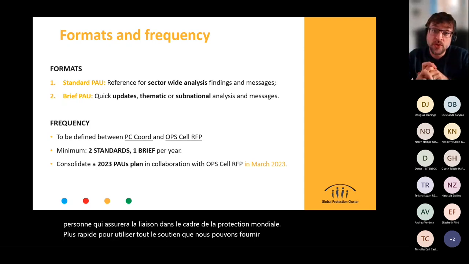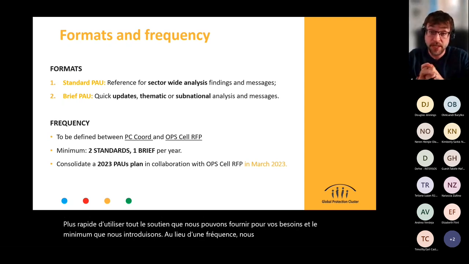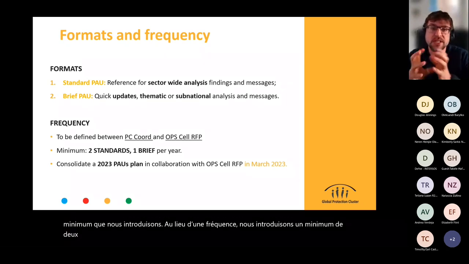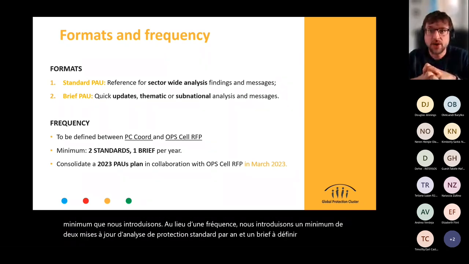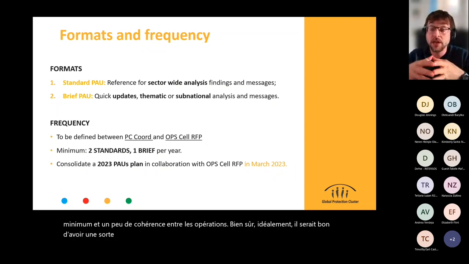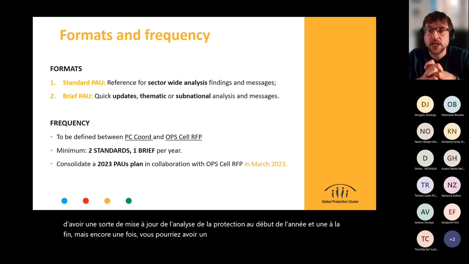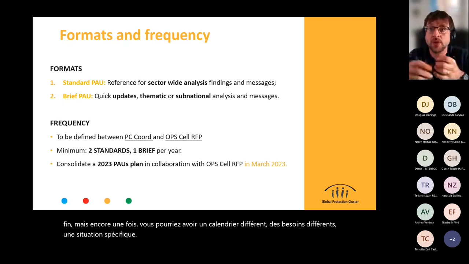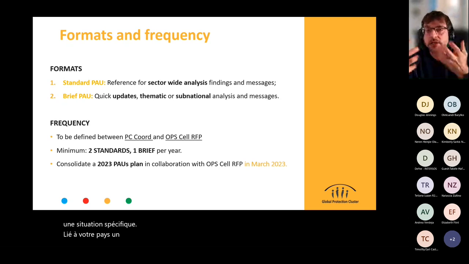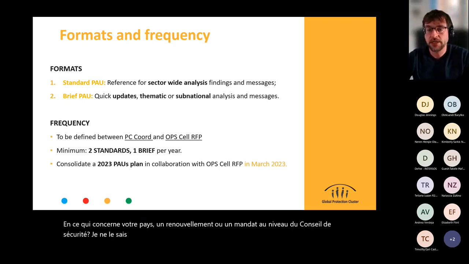Instead of a frequency, we introduce a minimum of 2 standard protection analysis updates per year and 1 brief, to set a bit of a minimum and a bit of consistency across operations. Ideally, it would be good to have a protection analysis update at the beginning of the year and one at the end. But again, you might have different timelines, different needs, or specific situations related to your country, like the renewal of a mandate at the level of the Security Council. It really depends on strategically when it will be better to have the protection analysis update.